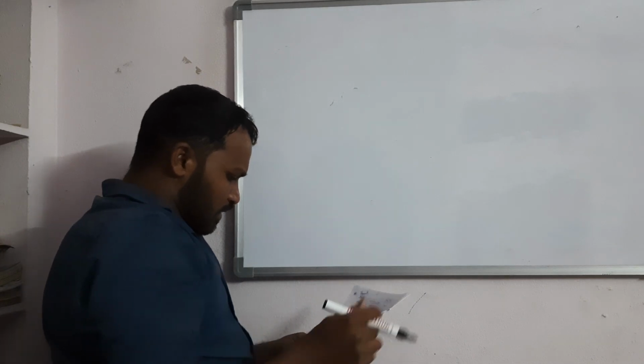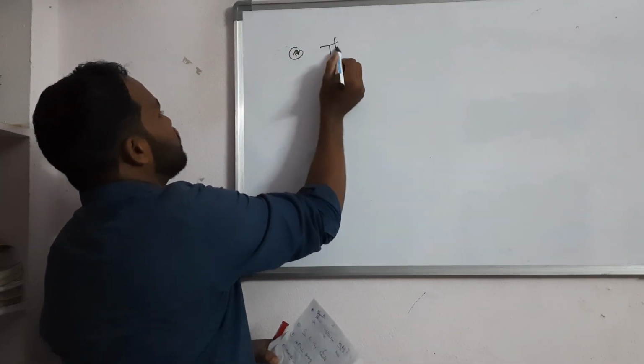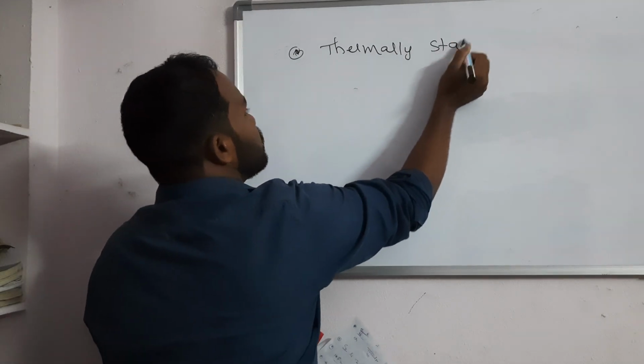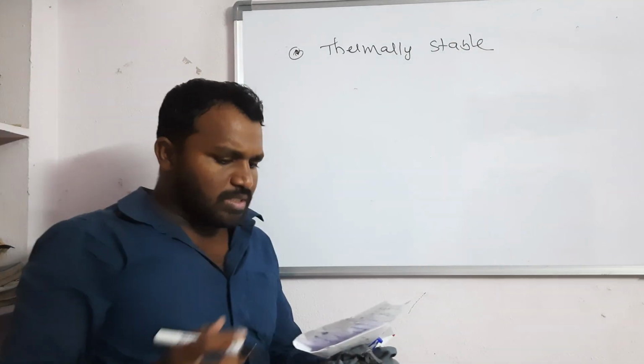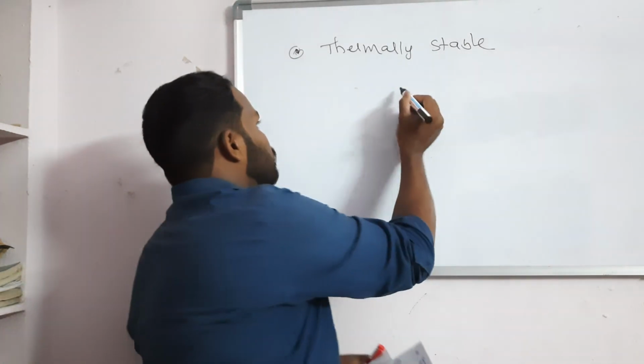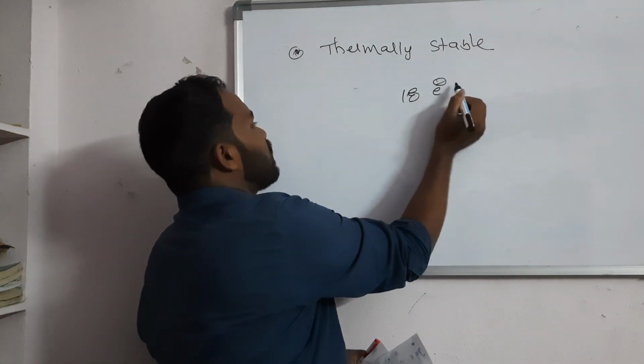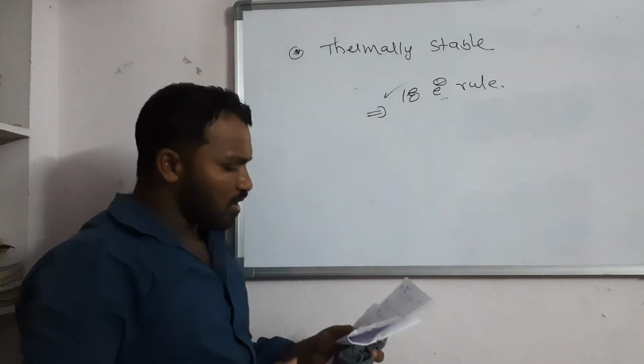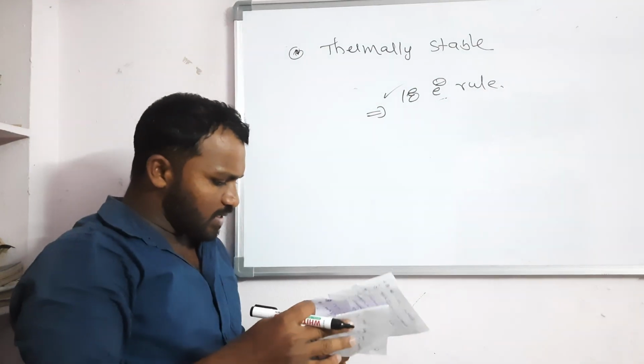Next question, which of the following is thermally stable? Generally, thermally stable means it should follow the 18 electron count. Among the 4 options, only one is satisfying the 18 electron count. So you can calculate, and you will get the answer.